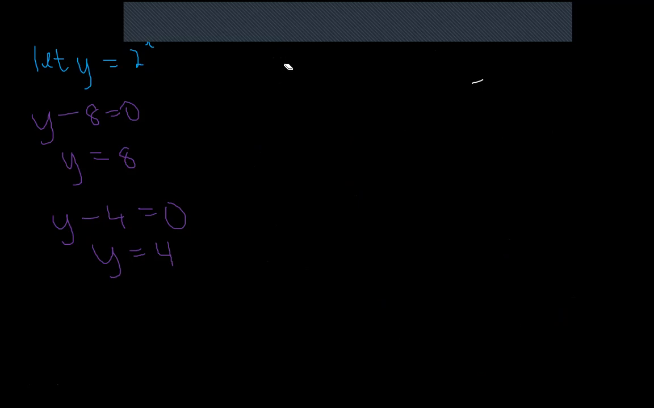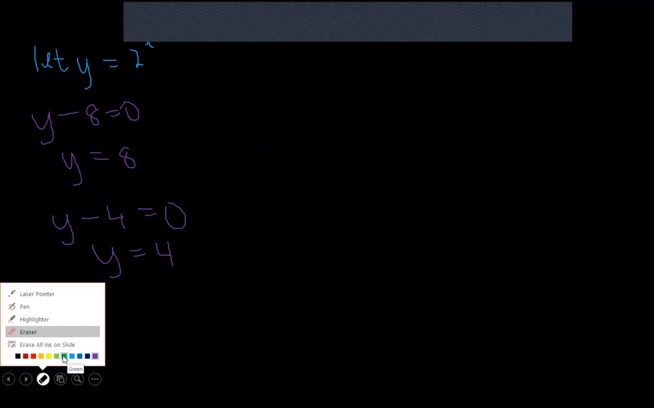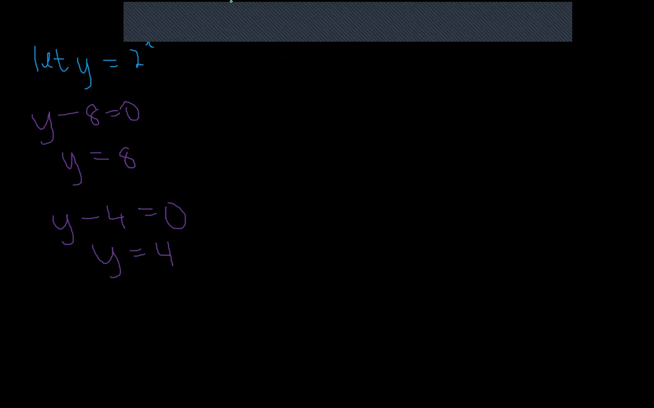So the first part finished. That was our substitution, right? Now we solve it. And how do we solve? We said if y is equal to 2 to the power of x and y is 8, that means 8 has to be equal to 2 to the power of x.